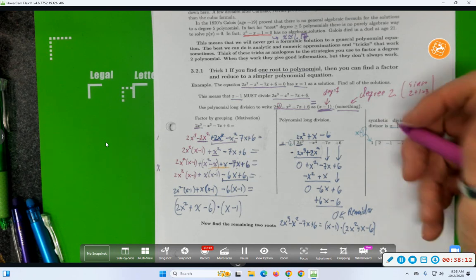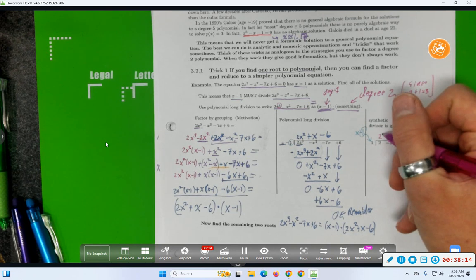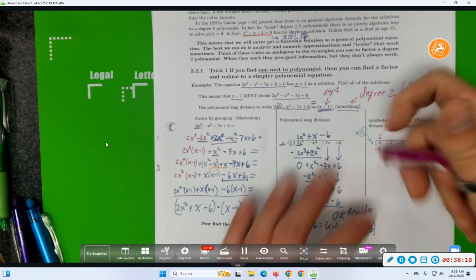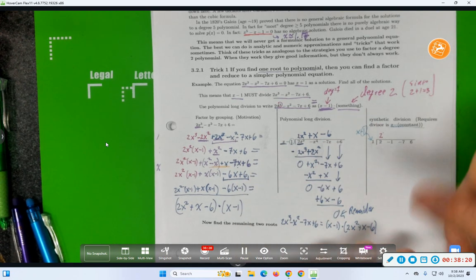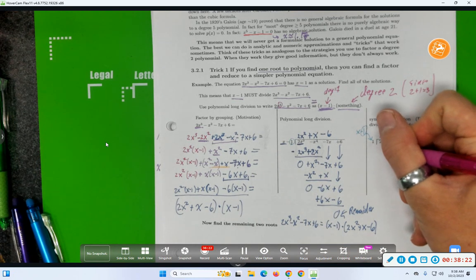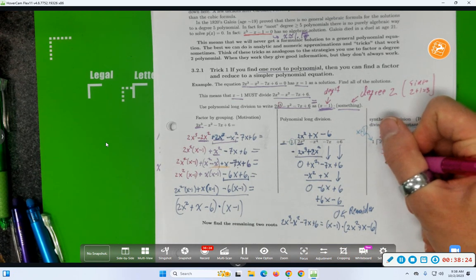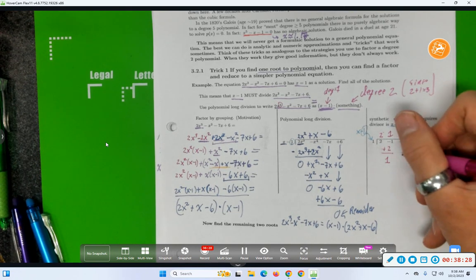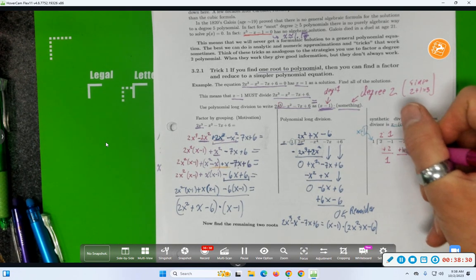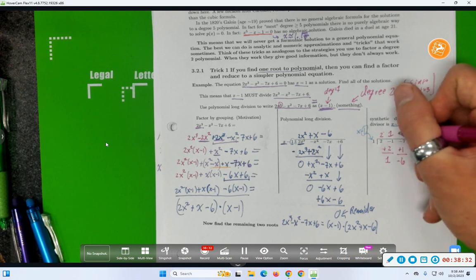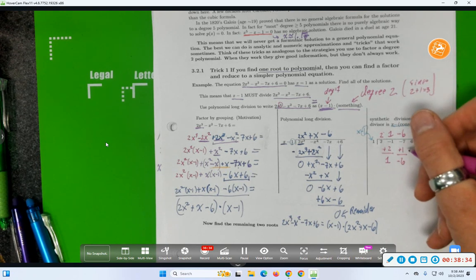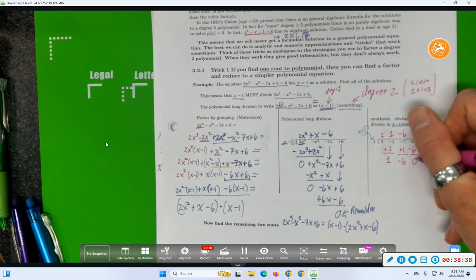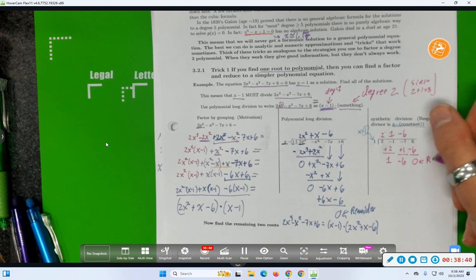First I'll take this 2 and write it up here. 2 times 1 is 2, which I put right there. Add those, you get 1. I'll take that 1 and copy it down right there. 1 times 1 is 1. I'll add that here to get minus 6. I'll put a minus 6 there. Minus 6 times 1 is minus 6. Add those up, you get 0. That tells me the remainder is 0.